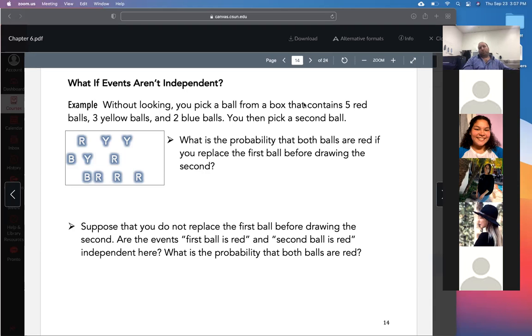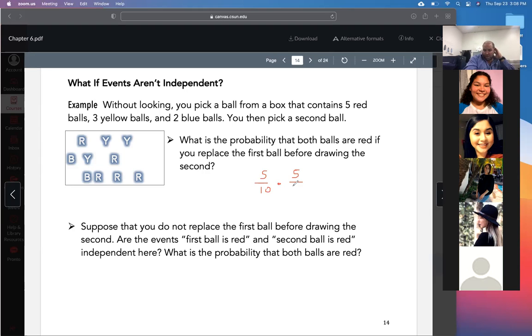If you replace the first one, would they be independent? Yes. So what's the likelihood that both of them are red? What's the likelihood the first one's red? 5 out of 10. And how about the second one? And it goes to 9. No, you replace it. Oh, okay. Sorry. 5 out of 10. You replace it. We're back to where we started, correct?